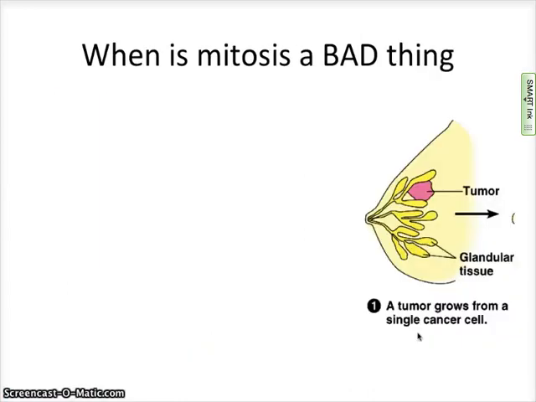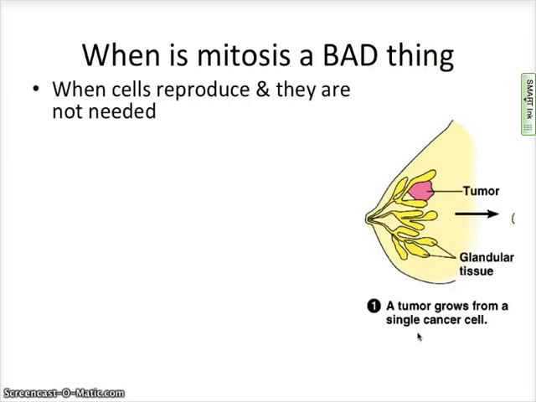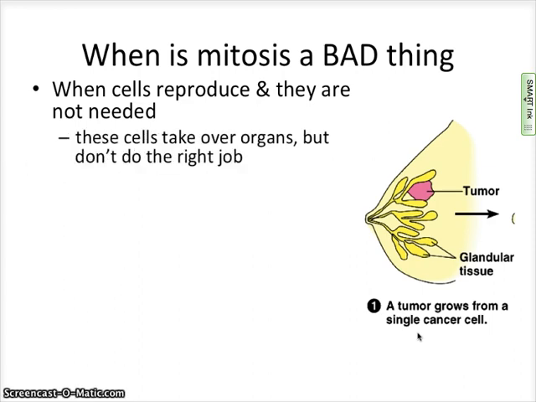Sometimes mitosis can go bad though. So sometimes cells reproduce, but it's not necessary that they do. Occasionally those cells take over organs, but they don't do the right job, so they just end up getting in the way and building up. This is called cancer, which I'm sure everyone already knows about.